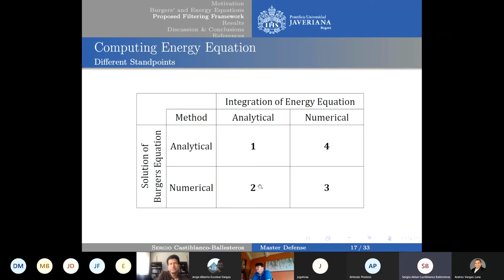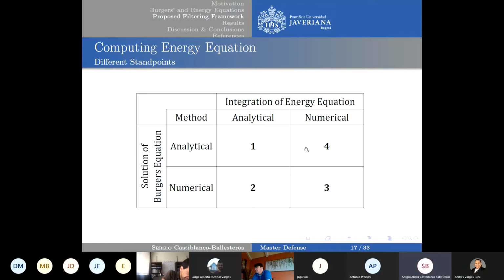Spot 2 means solving integrals analytically over the numerical solution of Burger's equation. And this implicitly means finding the error equation for the numerical solution, which is a hard task to do even for simple equations. So since spots 1 and 2 are quite impossible, we are left with spots 3 and 4.